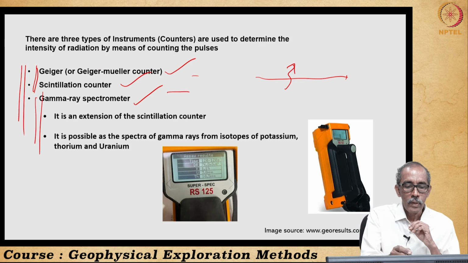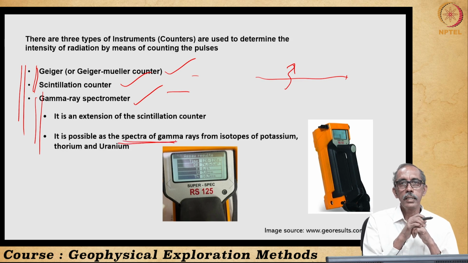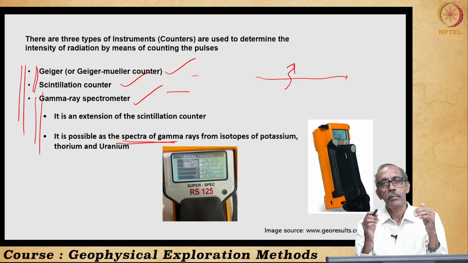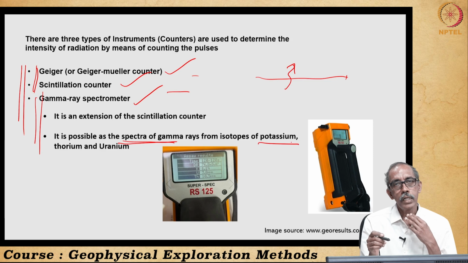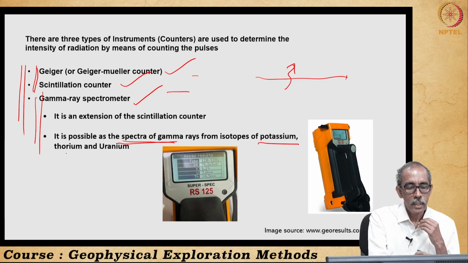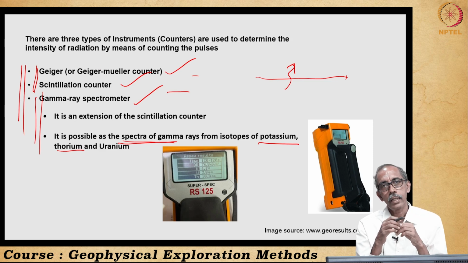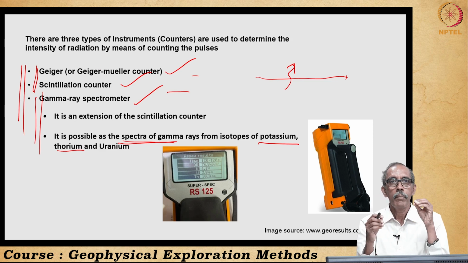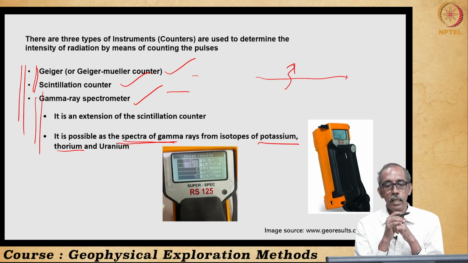Because of this, we are able to separate the spectra of gamma rays that are generated from all the radioactive elements such as potassium, thorium, or uranium, right. That means the gamma ray spectrometer is able to measure the spectra of gamma rays that are generated from the different elements, right.